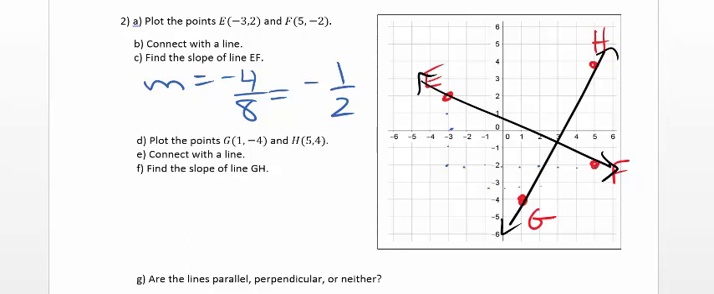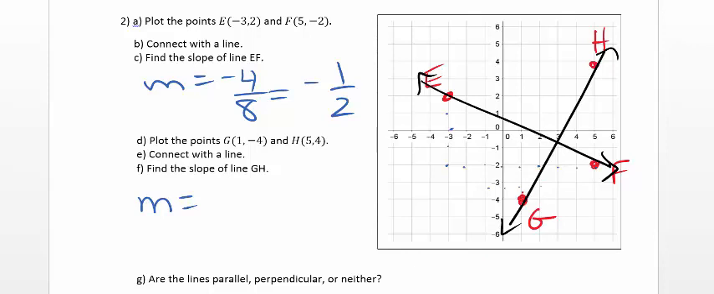Now looking at that line, I can tell that line GH is definitely crossing EF, so I know it's not parallel. But we're going to look at the slope to determine whether those lines are perpendicular or neither. If I start from G, I can see that it's going up left to right, so it's going to have a positive slope.